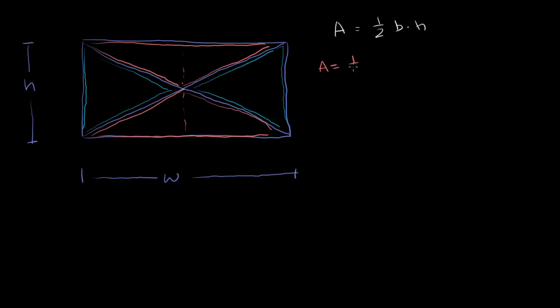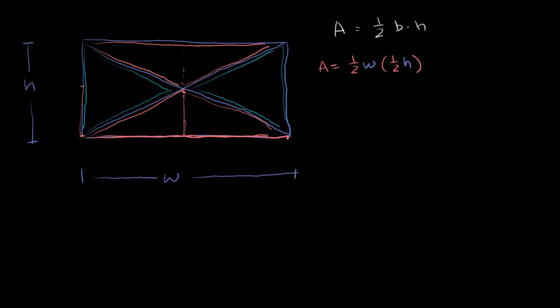It's going to be 1/2 times the base. So the base of the orange triangle is this distance right here. It is w. So 1/2 times w. Now, what's the height here? What's this distance? Well, we already talked about it. It's exactly halfway up the height of the rectangle. So times 1/2 times the height of the rectangle.